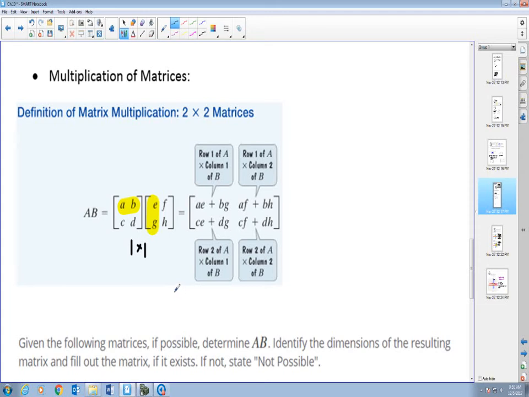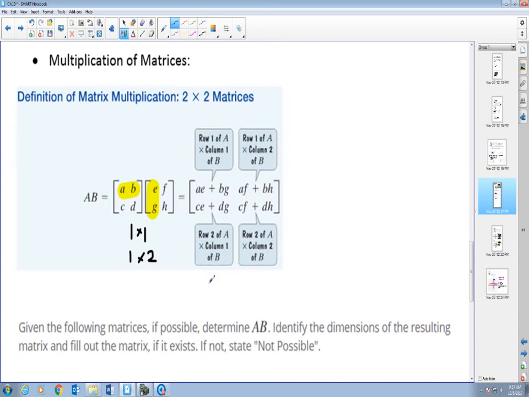When I take the first row times the second column, the answer will be located at the 1, 2 entry, which is first row, second column. And that's the way the calculators actually compute this.